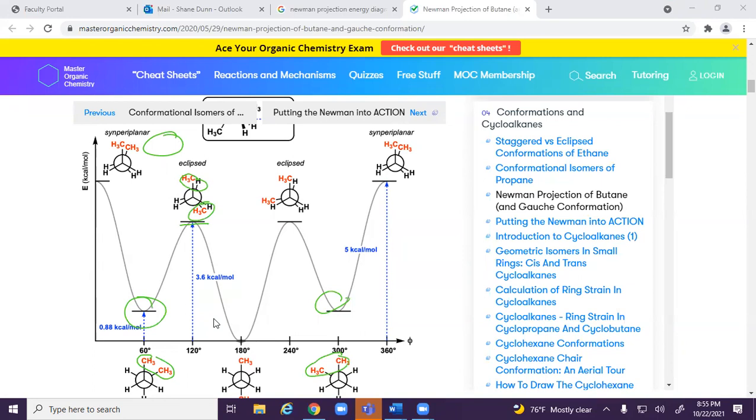Newman projections? It doesn't matter. The question was asking about Gauche. I want to know why Gauche is not fully stable. Why it has some energy? Oh. And the energy is because of steric strain. Same, because the two molecules are interacting with each other, right? Steric means the electron clouds are interacting with each other. They're near each other, they don't want to be.